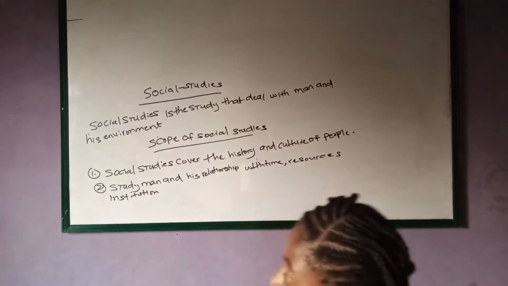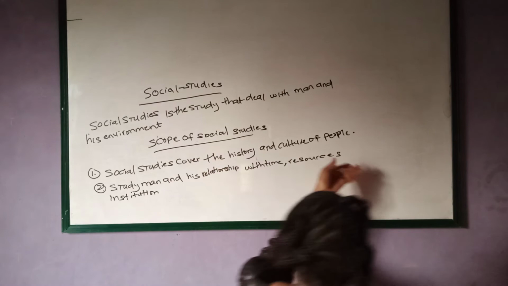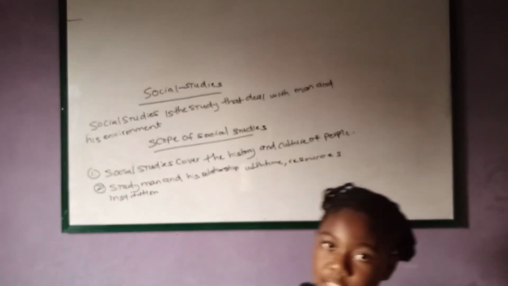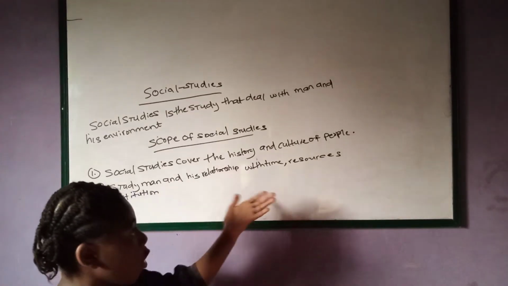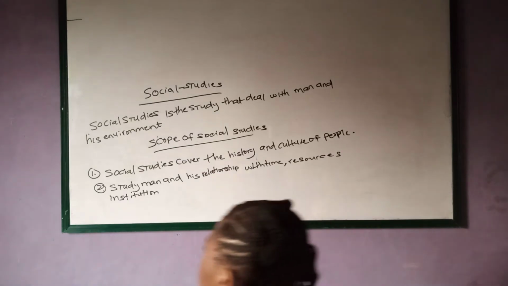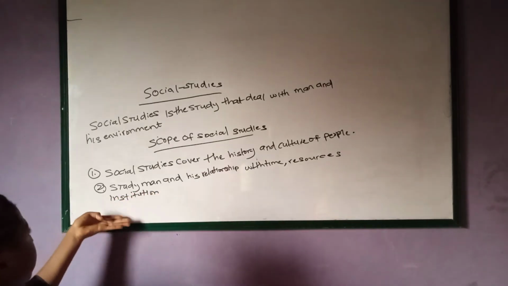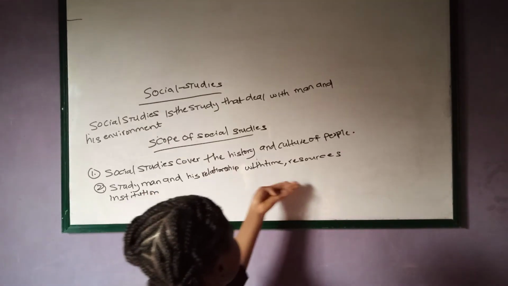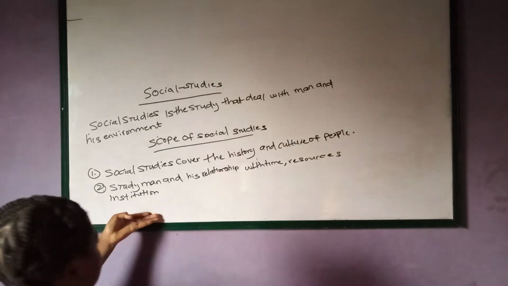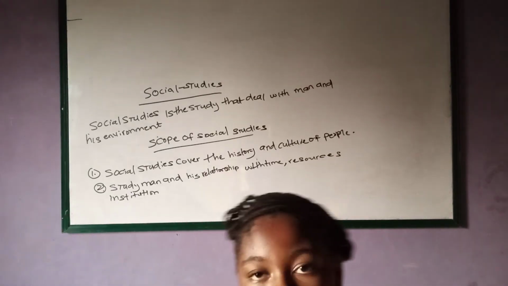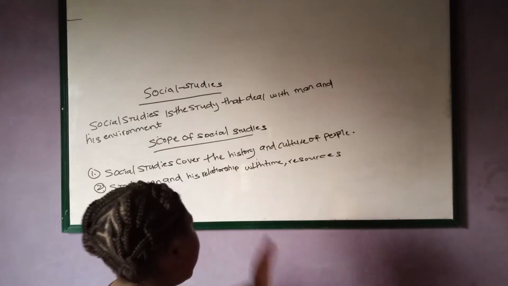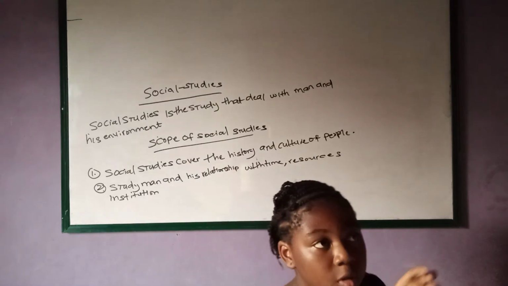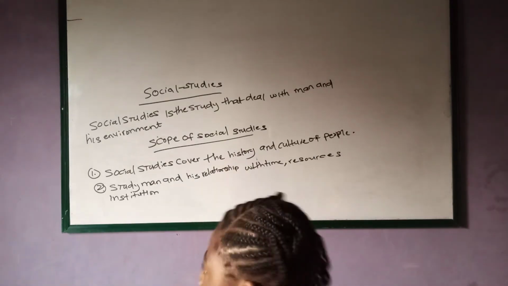Scope of social studies. Social studies cover the history and culture of people. Yes, it covers the history and culture of people. Social studies study man and his relationship with time, resources, and institutions. Yes, that is true. It covers man and his relationship with time, resources, and institutions.